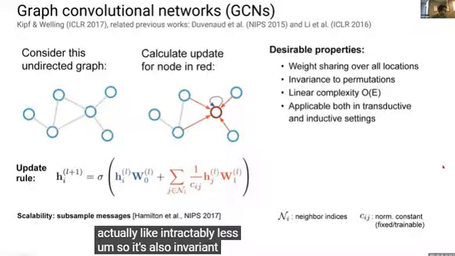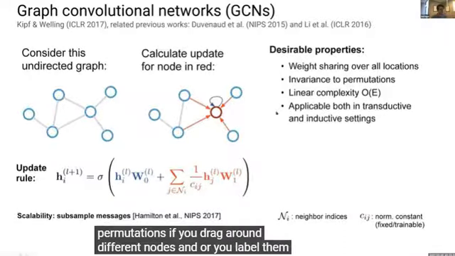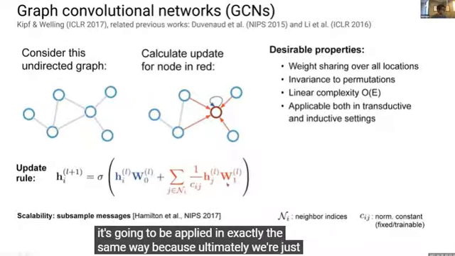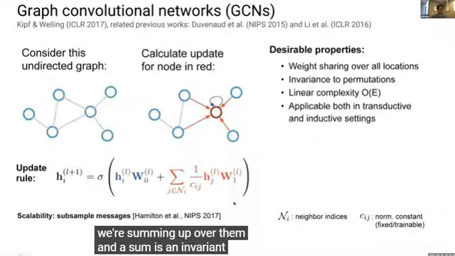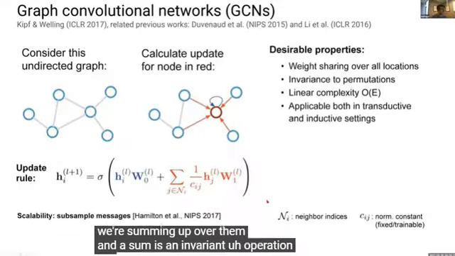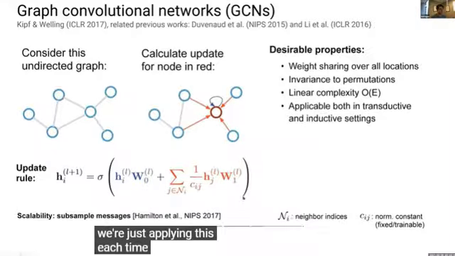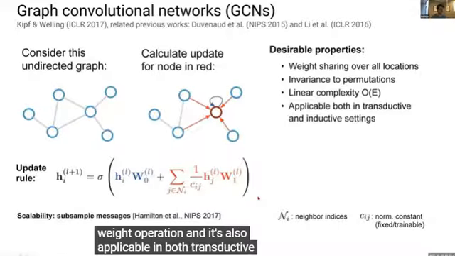It's also invariant to permutations. If you drag around different nodes or you relabel them, it's going to be applied in exactly the same way, because ultimately we're just applying the same weight matrix and then summing up over them, and a sum is an invariant operation. It's also linear complexity, because we're just applying this weight operation once for each edge. And it's also applicable in both transductive and inductive settings.